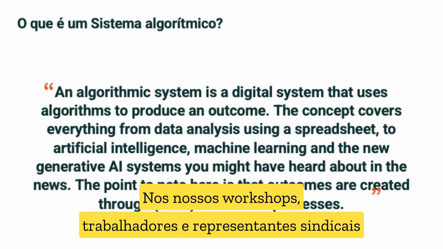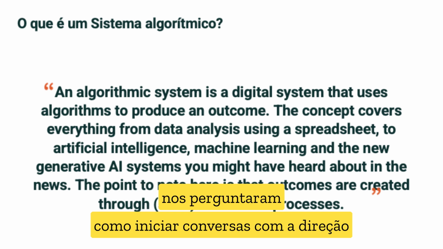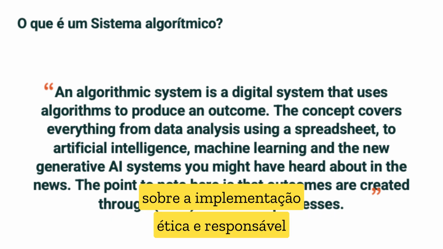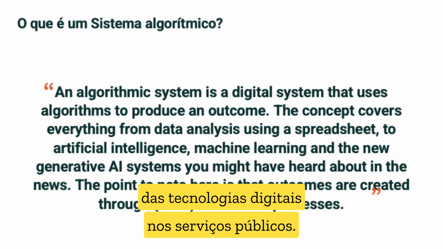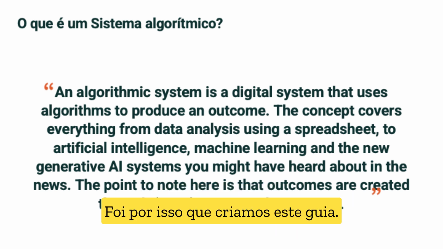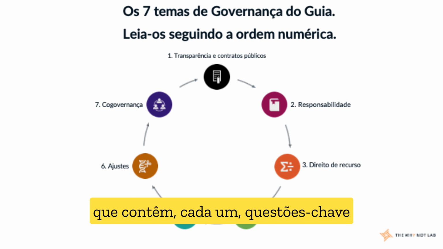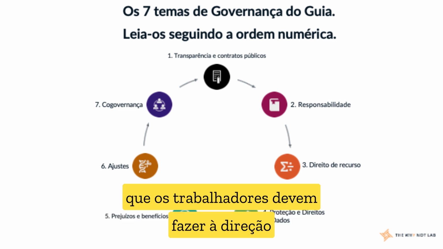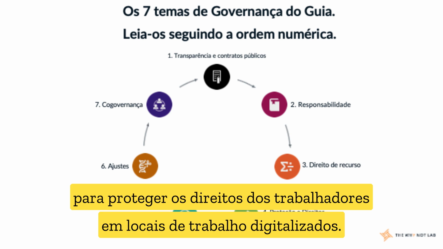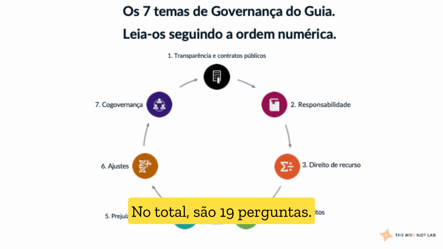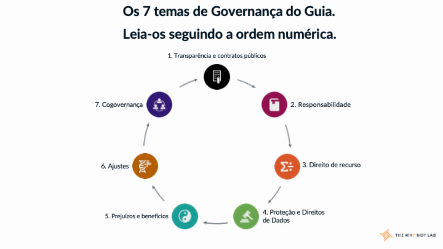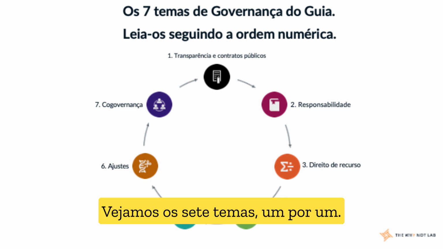In our workshops, workers and shop stewards have asked us how to begin conversations with management regarding the ethical and responsible deployment of digital technologies in public services. This is why we created this guide. As you can see, the guide consists of 7 themes that each contain key questions that workers need to ask management to protect workers' rights in digitalized workplaces. There are 19 questions in total. Let's look at the 7 themes one by one.